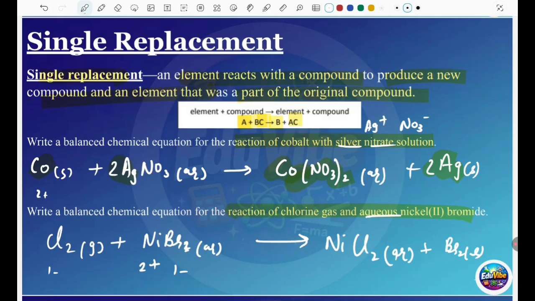So that's how this sometimes works. You have to know the science. So don't treat everything the same. Check the anion or cation. So that's for single replacement.